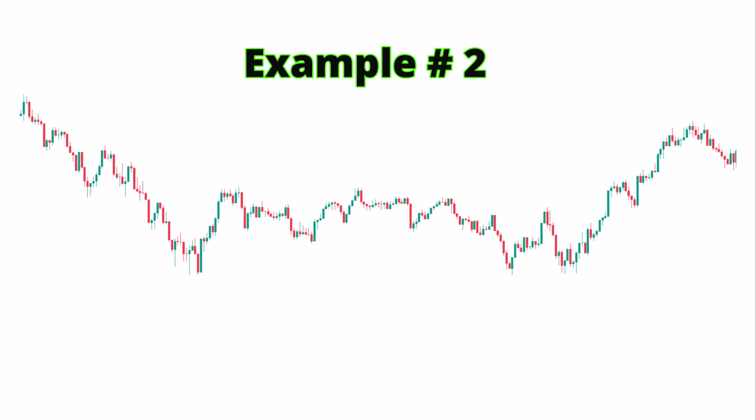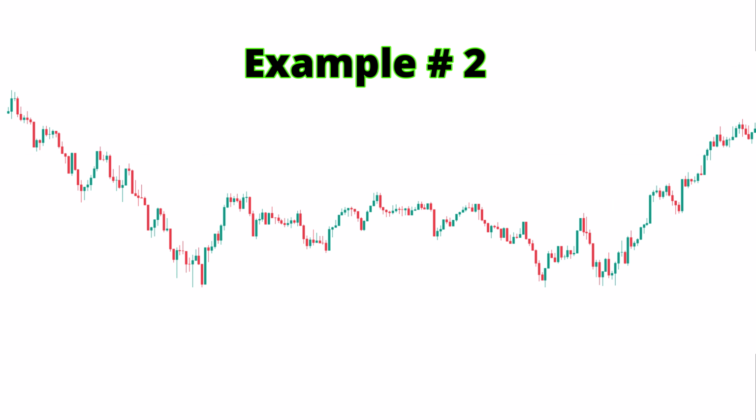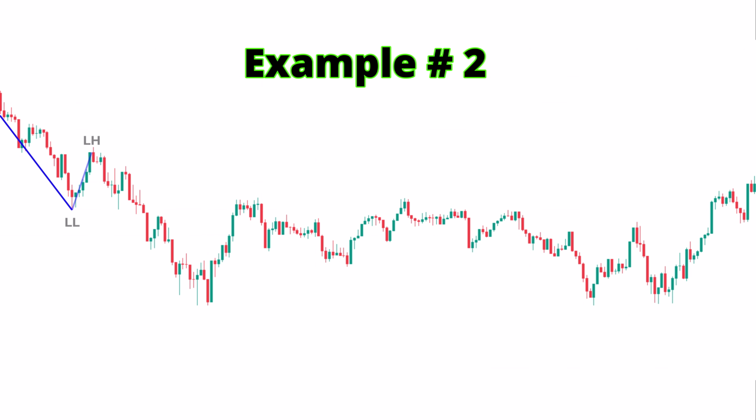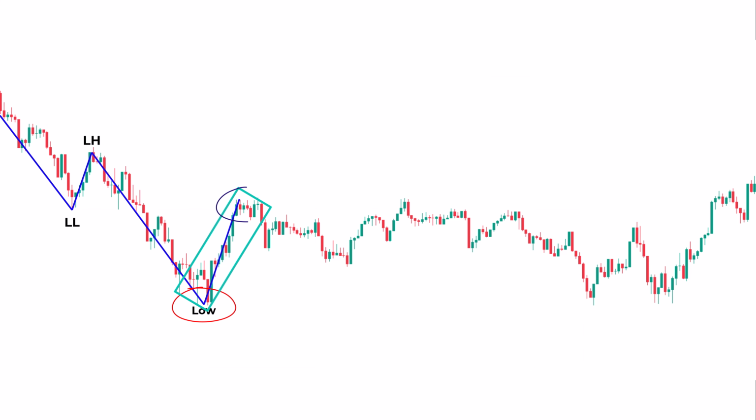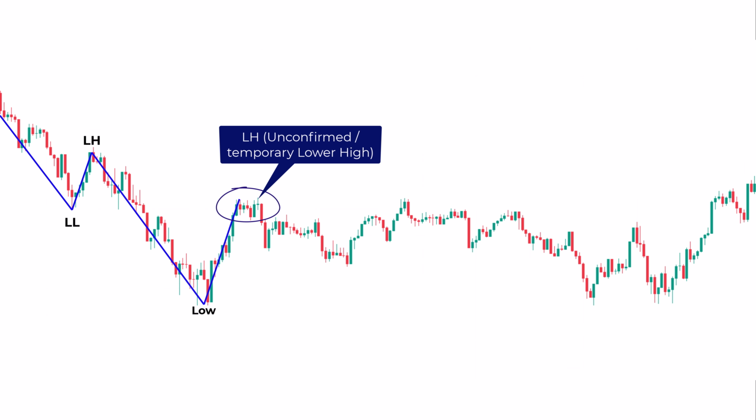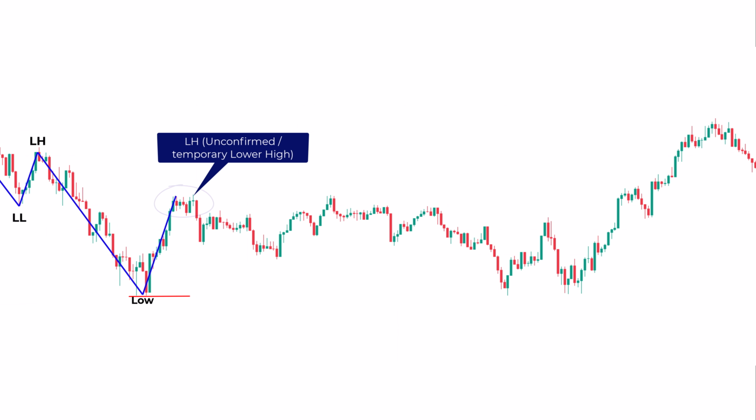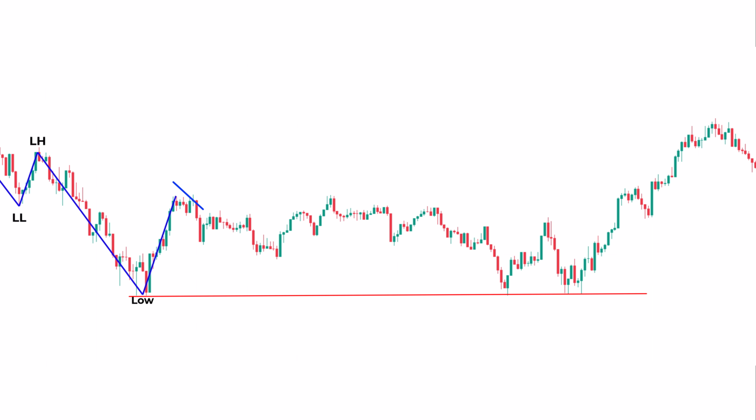Now let's move to example 2. First, we mark the external structure of the bearish wave. Here, you see the last lowest point, so this is our low. After that, price makes a valid retracement, so this becomes a temporary lower high. But notice something important. After this lower high, price never broke this low. So this lower high is not confirmed, and we cannot mark it as an external confirmed lower high.